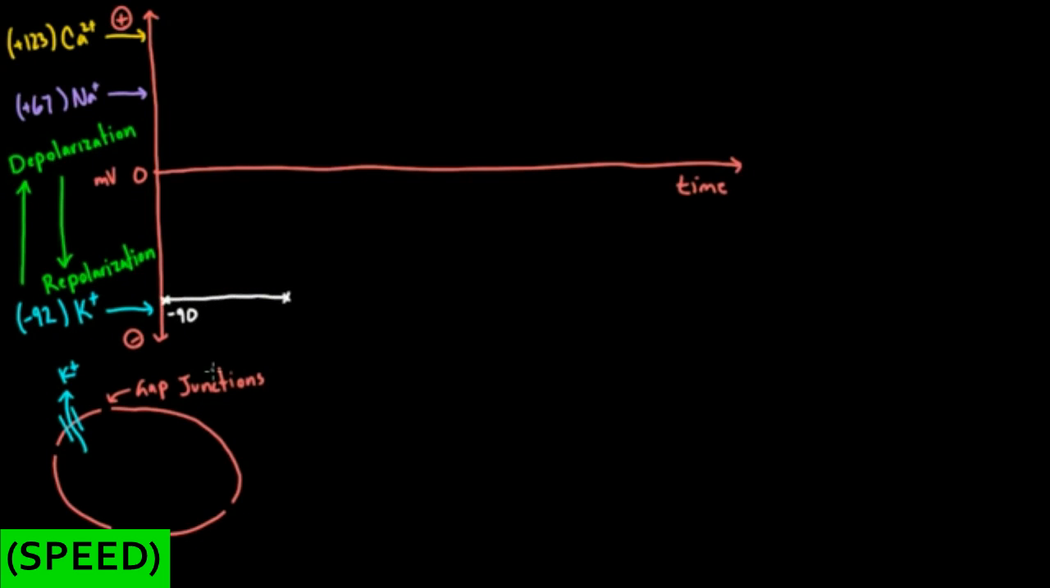So let's say nothing changes over a bit of time. So we stay at negative 90. So this is what things look like, right? With the dominant ion that our cell is permeable to being potassium.